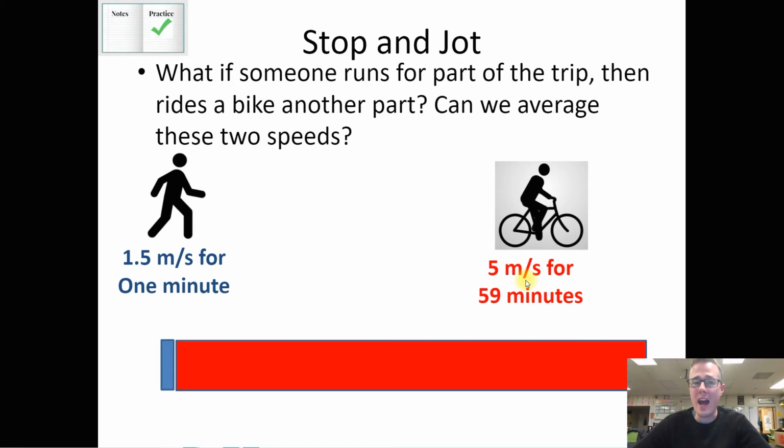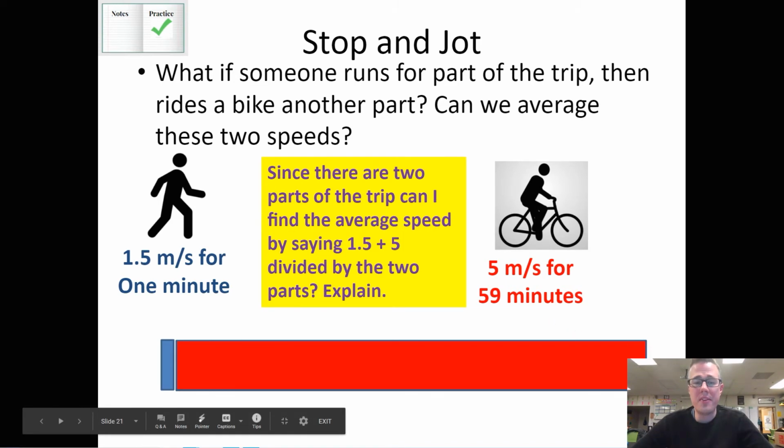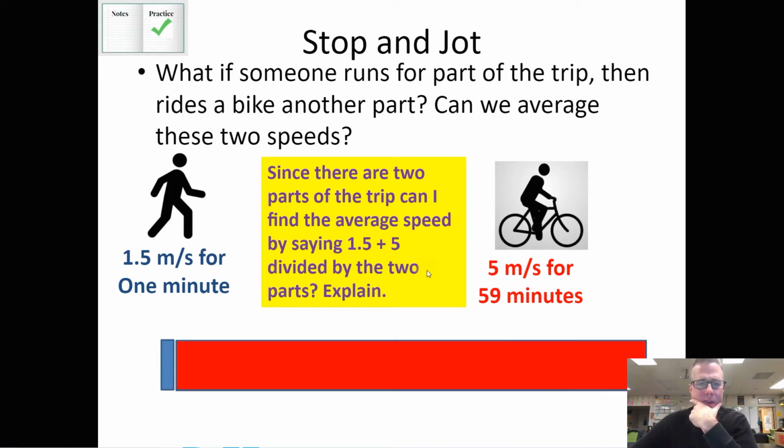So if you wanted to find the average for this trip, I want you to think about how you might do that. Remember, an average is take all the things, add them together, and then divide by how many things. The mistake that sometimes people make is thinking this: well, since there are two parts of the trip, maybe I'll take the average speed by saying 1.5, since that's how fast he was going when he was walking, and add it to the 5, since that's how fast he was going when he was biking, and then divide by 2, since there were two parts of the trip.